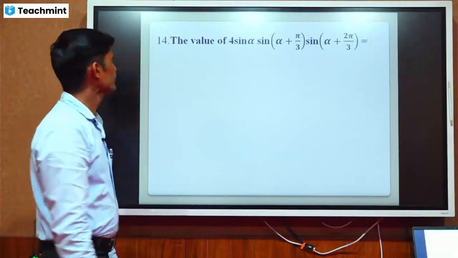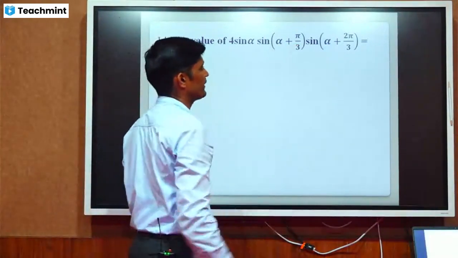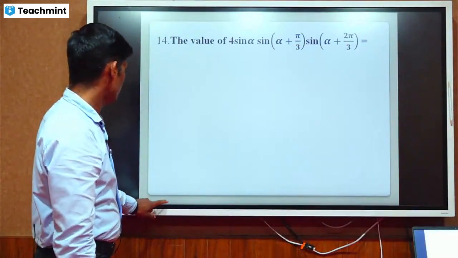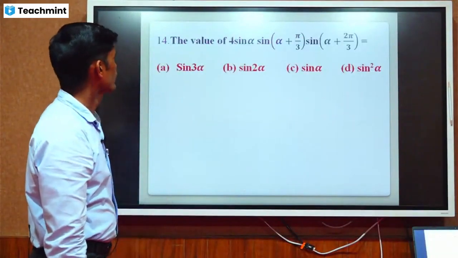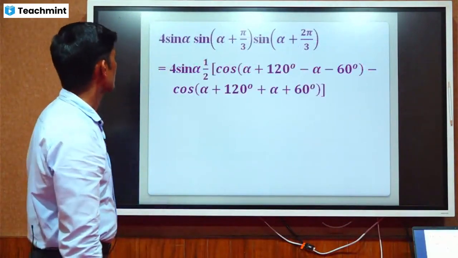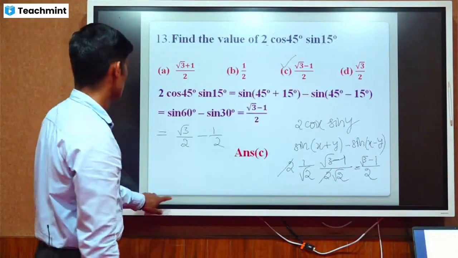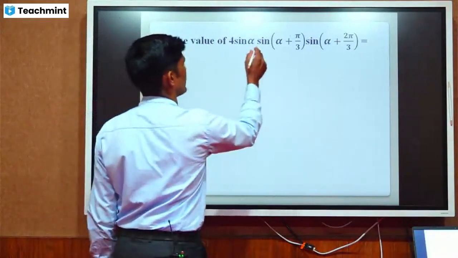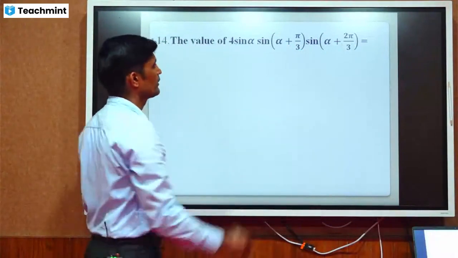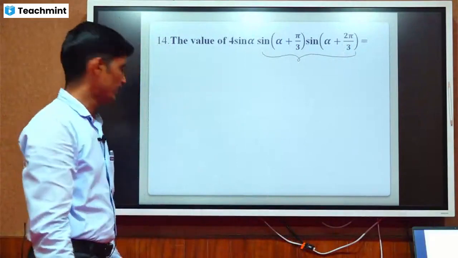Then 14th question, the value of 4 sin alpha into sin of alpha plus pi by 3 into sin of alpha plus 2 pi by 3. Here we can make use of the transformation formula again. This is 2 sin alpha into sin of alpha plus pi by 3 plus sin of alpha plus 2 pi by 3. You can read this as sin x into sin y formula.